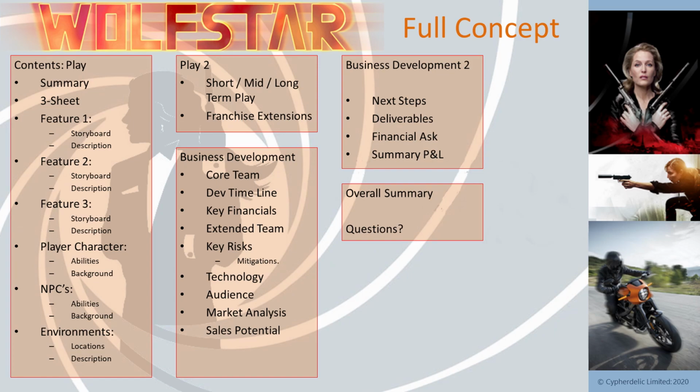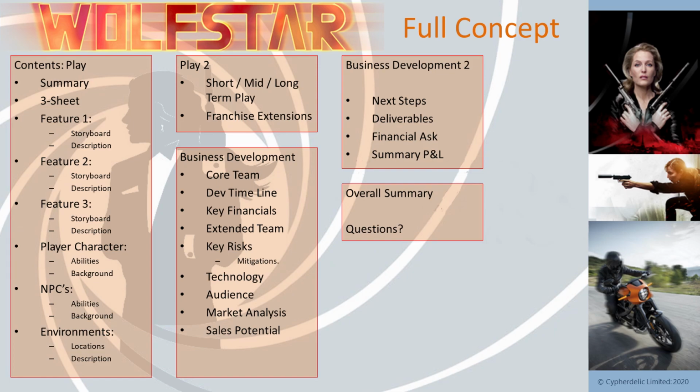So feature 1, the ultimate gunplay, would have a storyboard and a full description. Same with feature 2, same with feature 3. And then we'd go into the characters, their abilities, their background. What about the NPCs, the non-player characters? And where is the game set? What are the locations? What are the environments? And very importantly, what are the short, mid and long-term experiences that are going to keep the player hooked and coming back for more? And then looking at the business development, very important.